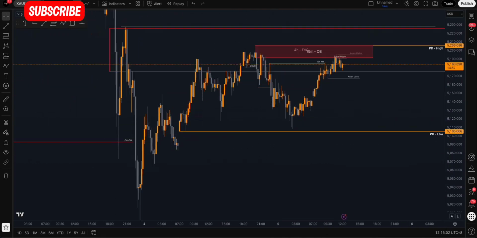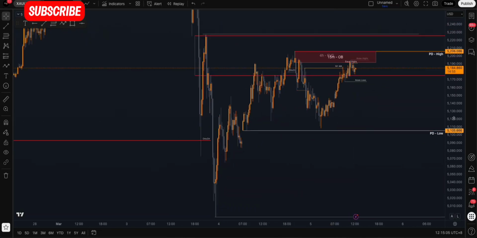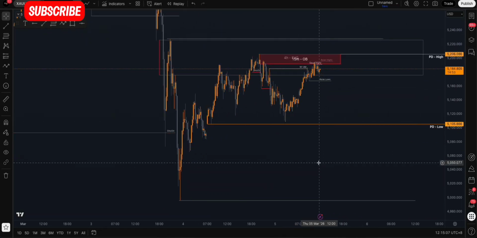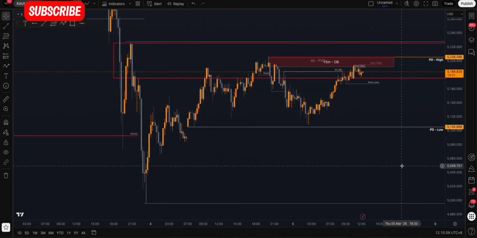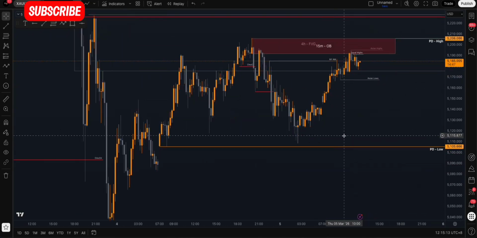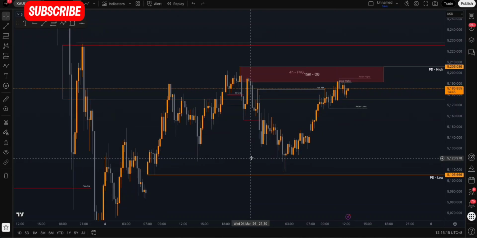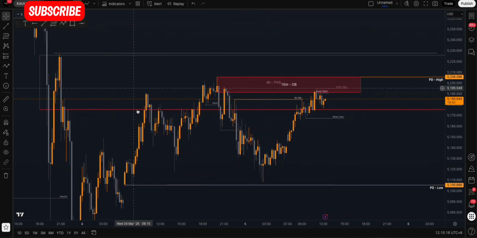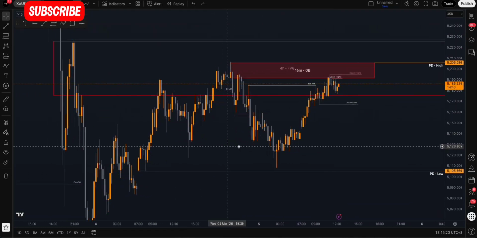Moving down into the 15-minute charts, this is where things get a little bit more gritty, where we need to be much more precise or factual when looking at these kinds of moves.